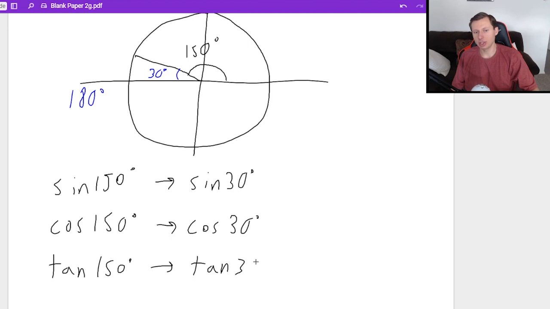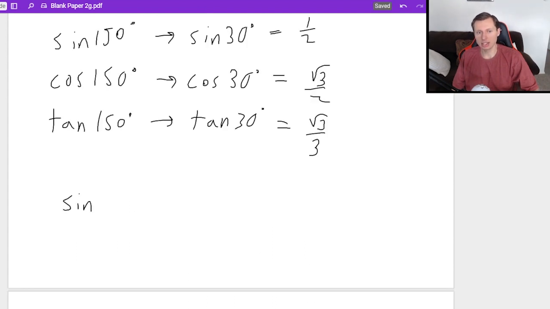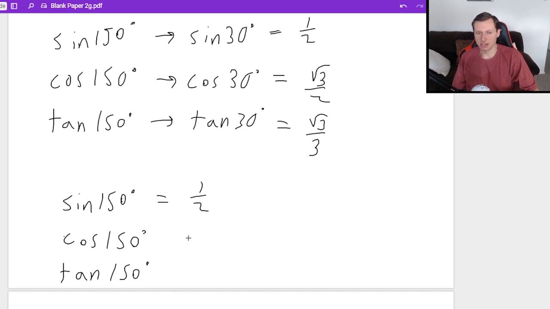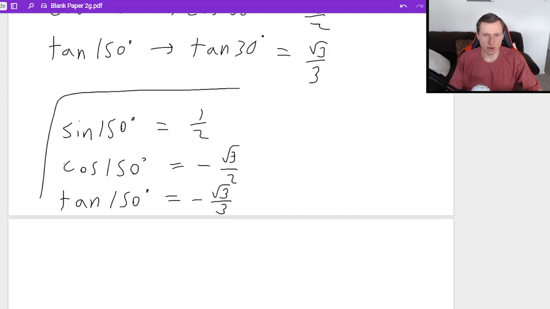So let me give you the answer first and then I'll explain it. The sine of 30 is 1/2, the cosine of 30 is root 3 over 2, and the tangent of 30 is root 3 over 3. But when I consider 150 degrees, it's going to be almost the exact same answer, except I have to look out for the sign. So I know sine will be positive, I know cosine will be negative, and I know tangent will also be negative. And these are our answers.